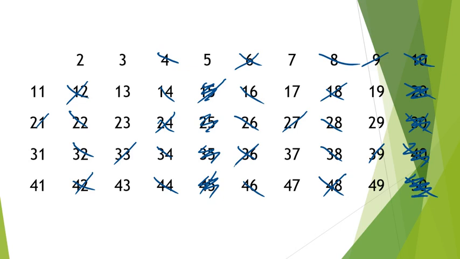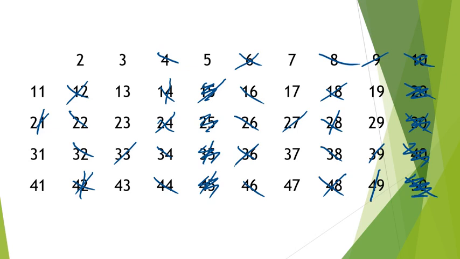Now cross out all multiples of 7. So 14, 21, 28, 35, 42, and 49. And then we would keep going with this.